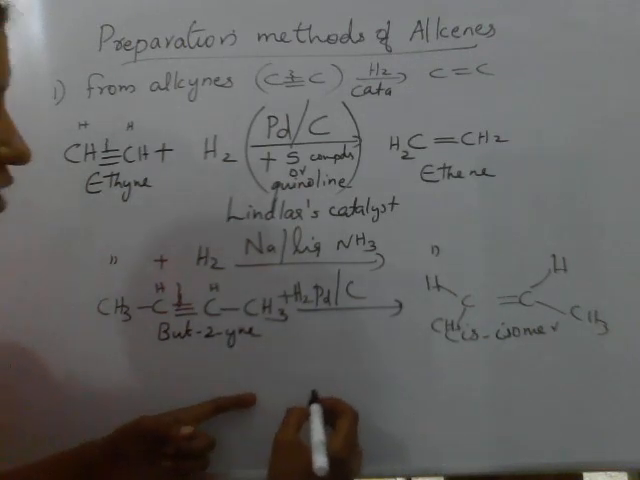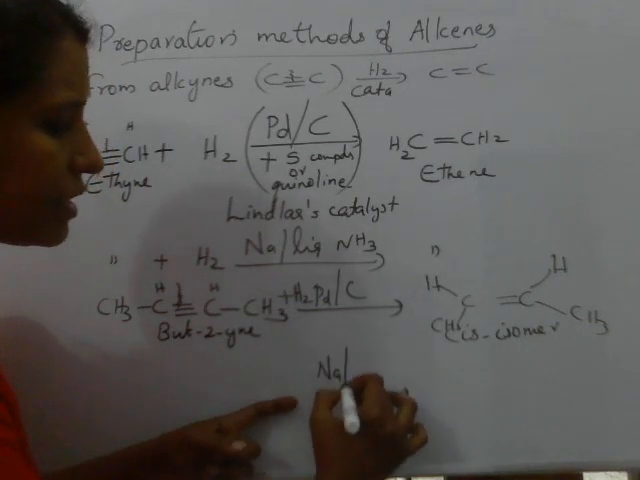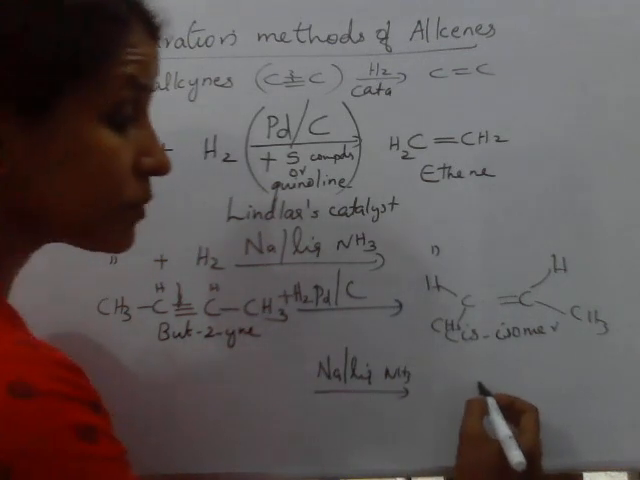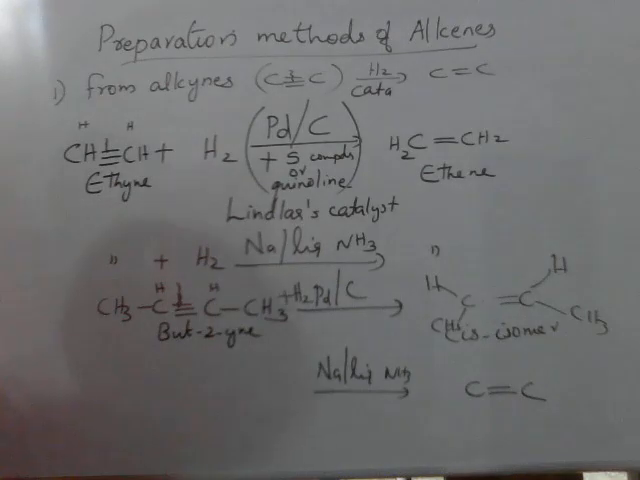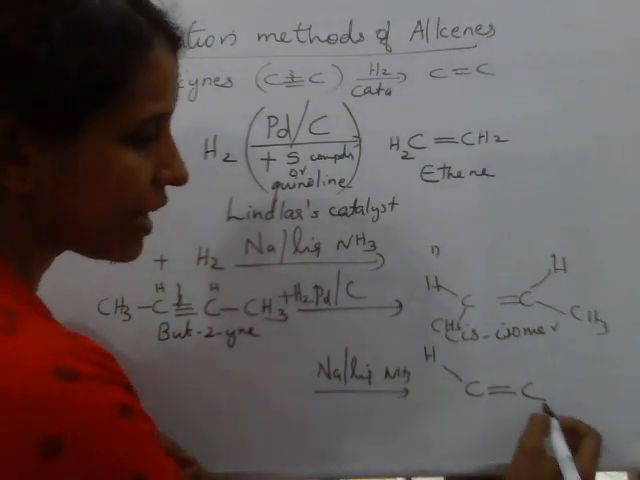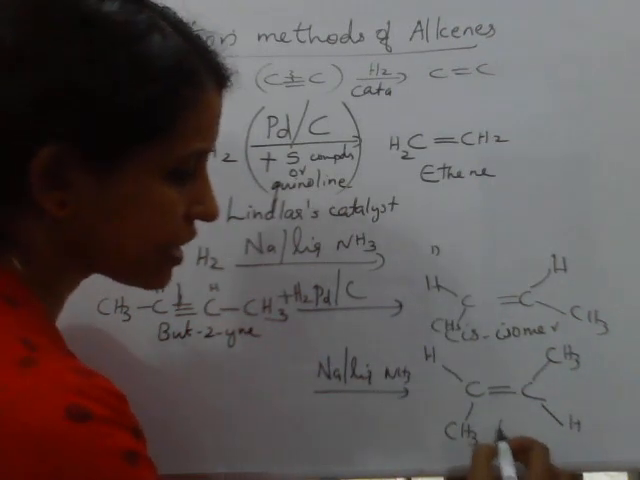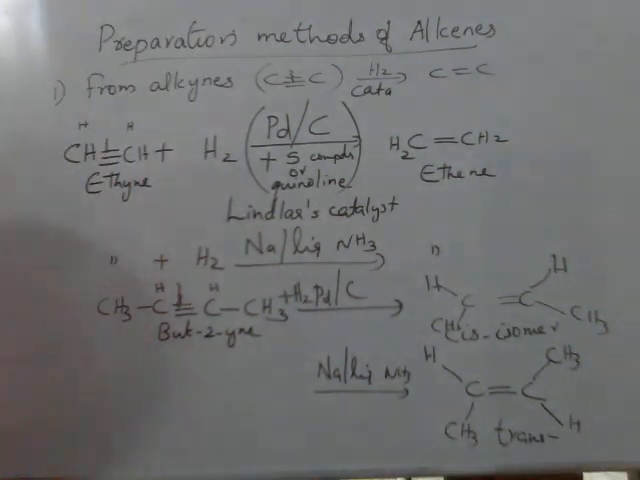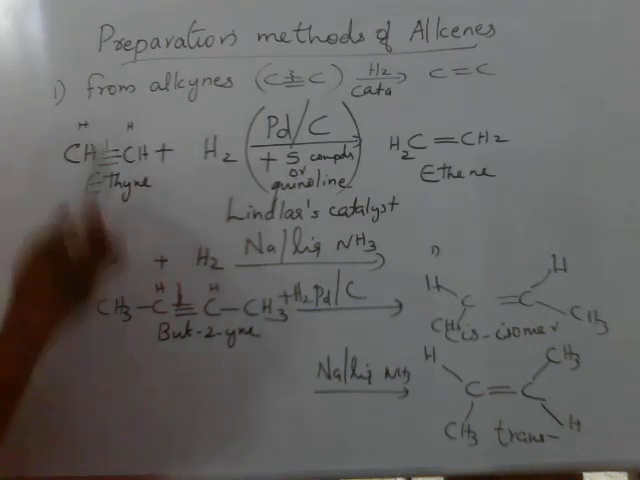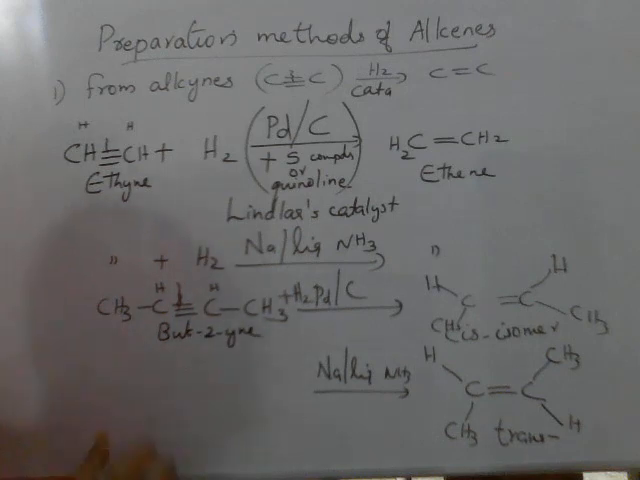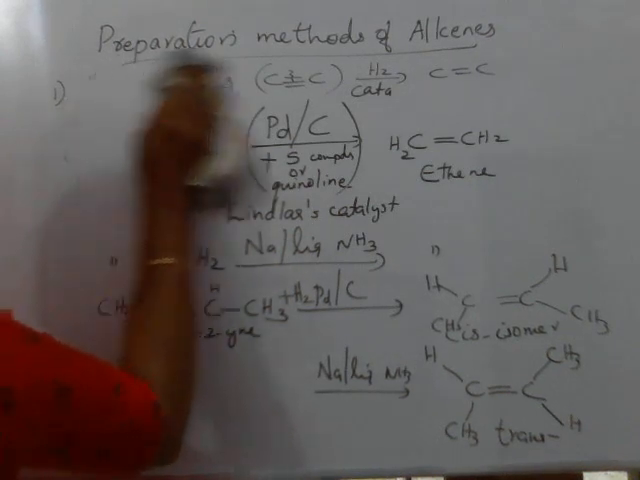Now the same reaction, if carried out in the presence of sodium in liquid ammonia, we get the trans isomer. Trans isomer means same product but different spatial arrangement. How is the arrangement different? Hydrogen atoms are on the opposite side, CH3 groups are on the opposite side. Same reaction, but here we get trans alkene. Trans isomer is the product with sodium in liquid ammonia. So partial reduction or partial hydrogenation of alkynes gives alkene. This is one of the methods to prepare alkene from alkyne.